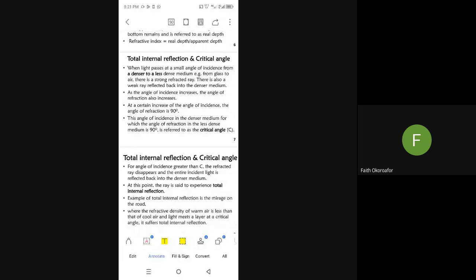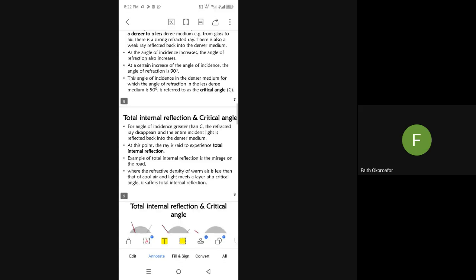Total internal reflection and critical angle. When light passes at a small angle of incidence from a denser to a less dense medium, for example from glass to air, there is a strong refracted ray. There is also a weak ray reflected back into the denser medium. As the angle of incidence increases, the angle of refraction also increases. At a certain angle of incidence, the angle of refraction is 90 degrees. This angle of incidence in the denser medium, for which the angle of refraction in the less dense medium is 90 degrees, is referred to as the critical angle.